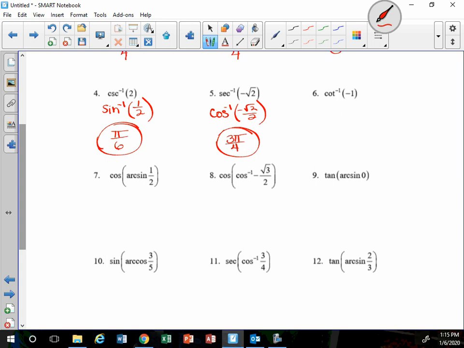All right, 6 is cotangent. Don't think of it as tangent because they're different parts of the circle. Cotangent is the top half. So where up there is cotangent equal to -1? Not pi over 2. Not pi. That's the same as pi over 2, still no. I mean, no, just pi. No.